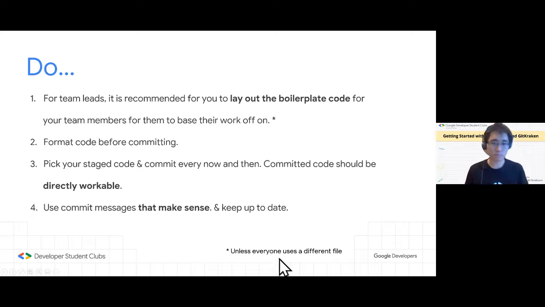And use commit messages that make sense and keep your local repository up to date. What do I mean by commit messages that make sense? Don't write commit messages like fix bug. Don't just write fix bug. You need to write which bug you fixed. And if you are fixing in relation to a pull request, you can refer to the issue number also.